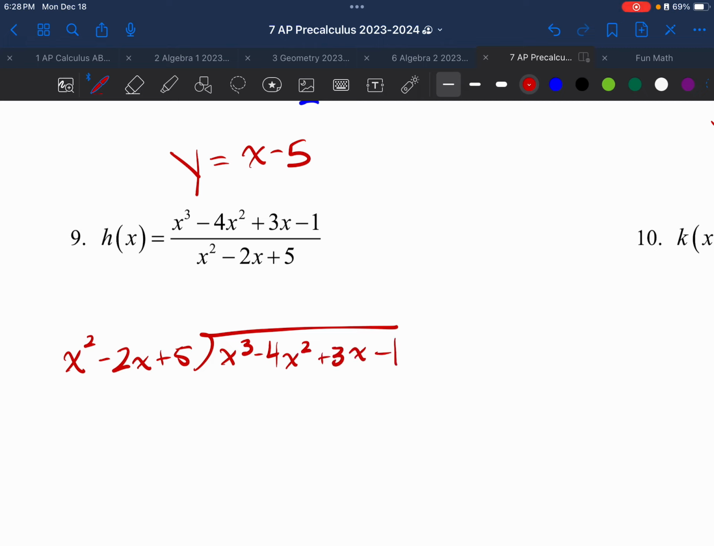Oh boy, here we go. So first I need to make sure that that term and that term match. So what number times x squared is x cubed? And the answer is nice and easy, it's an x. And since that term is an x, I'm going to put my answer right here of x.